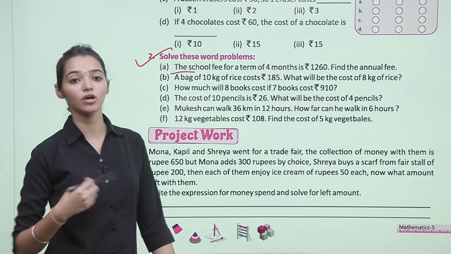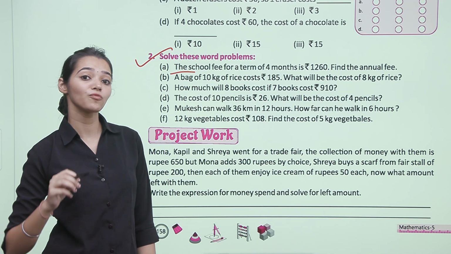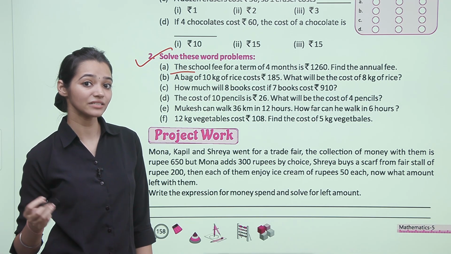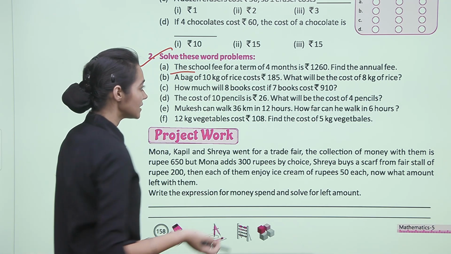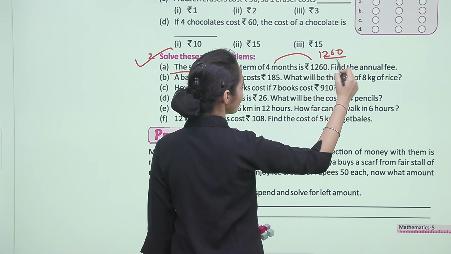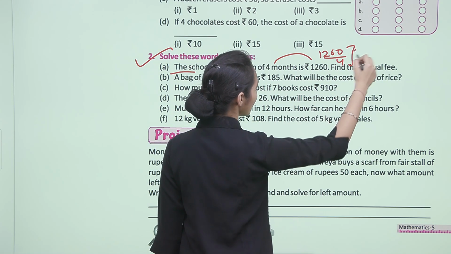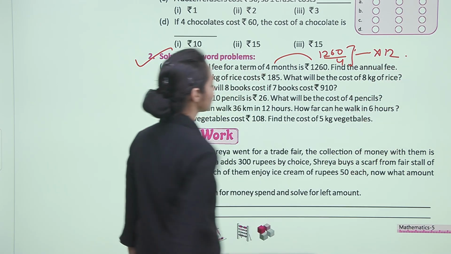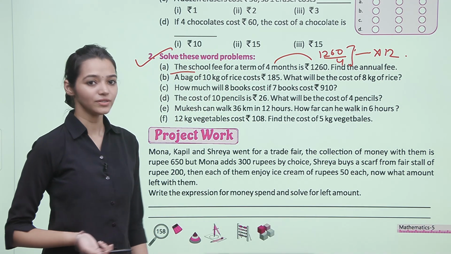Again we have to solve the word problem. The school fees for 4 months is 1260. Find the annual fees. That means firstly we will find the fees for 1 month by dividing by 4, and then we will multiply this by 12. That's how you can complete the remaining part.